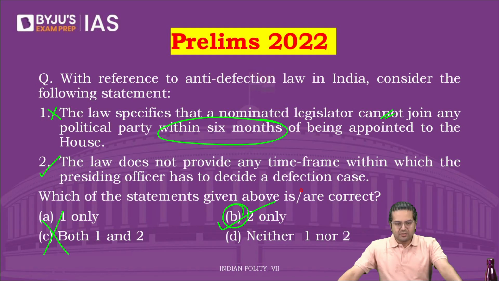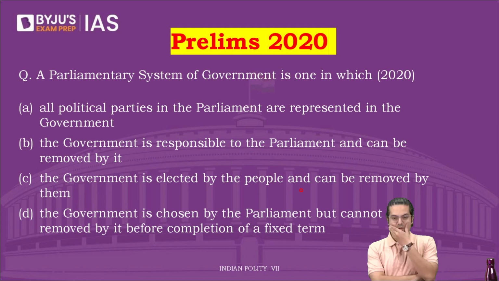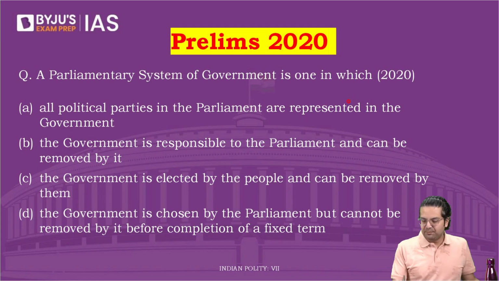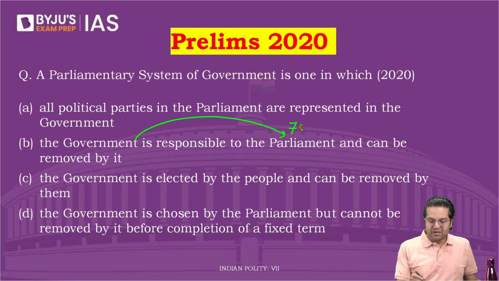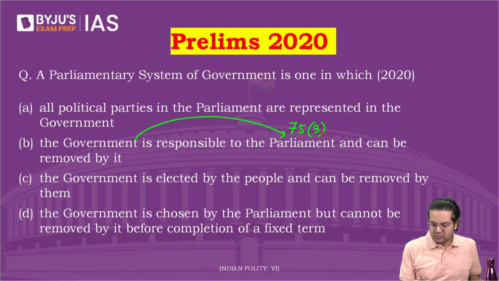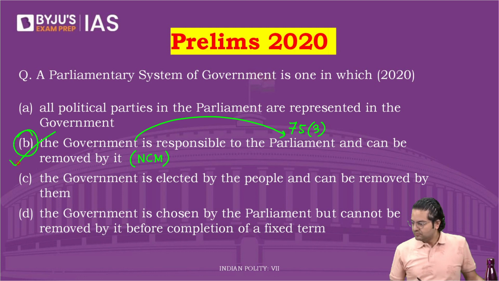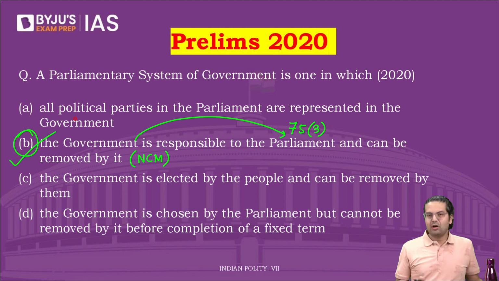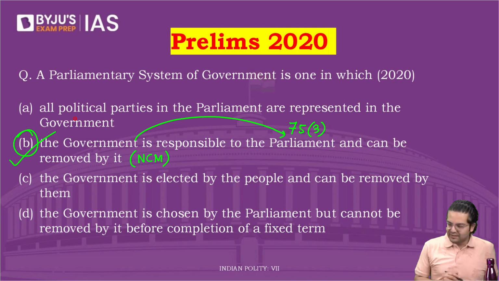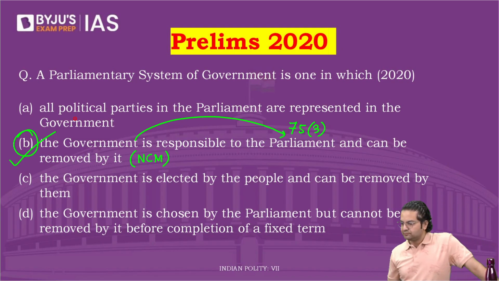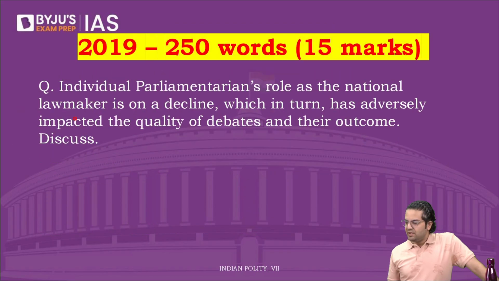Solve one more question. Responsible to the parliament and can be removed by it through no confidence motion. Right answer. Okay. All others are wrong statements. B is the right answer. Now we have a D is also right.